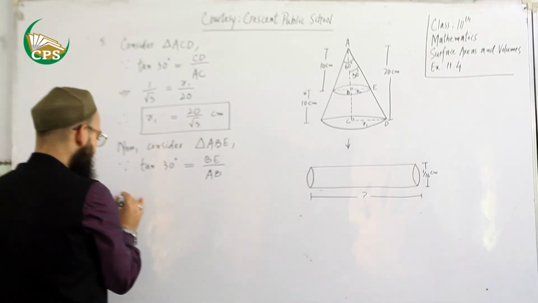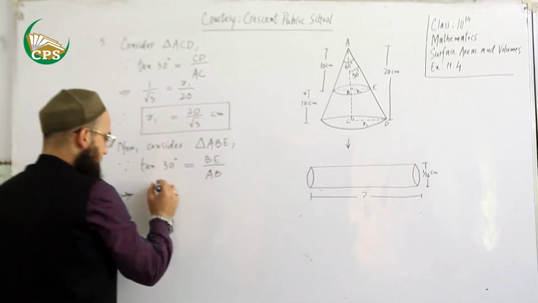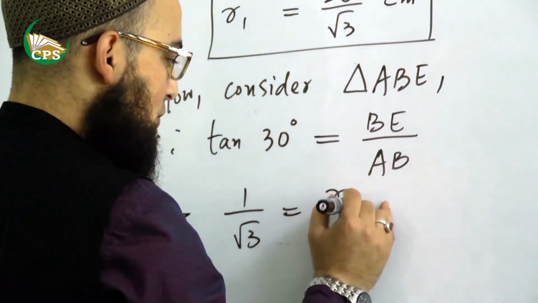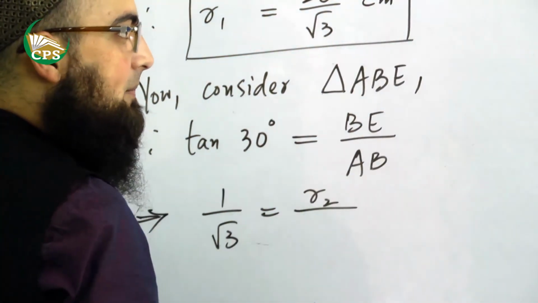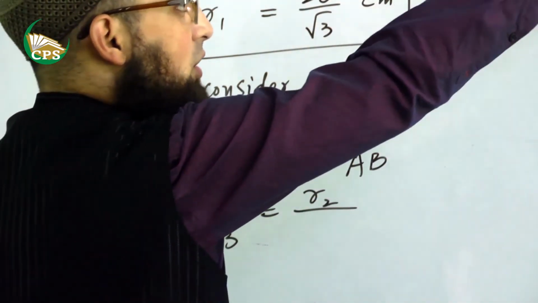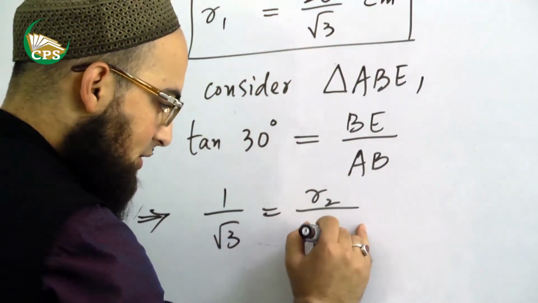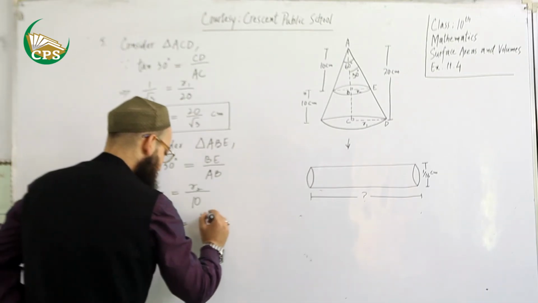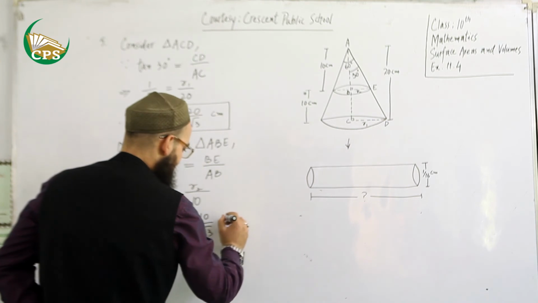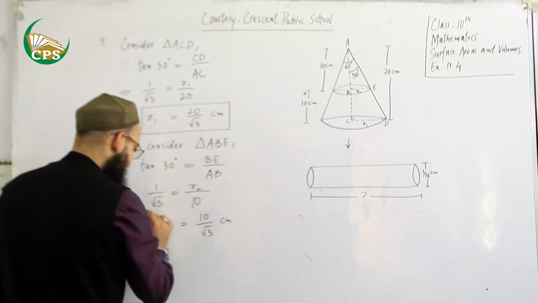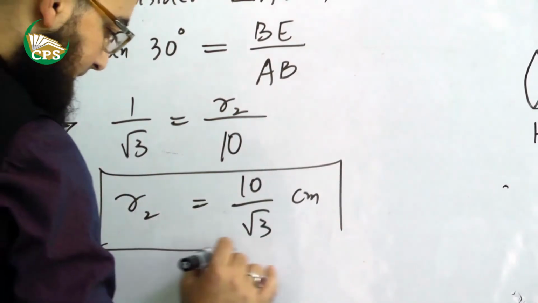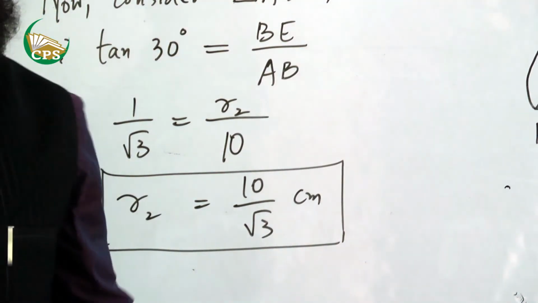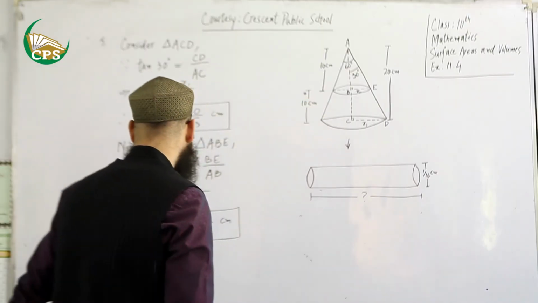Got it? Now tan 30 degrees is equal to 1 by square root of 3, which again is equal to BE divided by AB, that is R2 divided by AB. AB is the height of the smaller cone, that is 10 centimeters. So you can write 10. Therefore, R2 is equal to 10 divided by square root of 3 centimeters, and that is the lower radius or the smaller radius of the frustum of a cone.